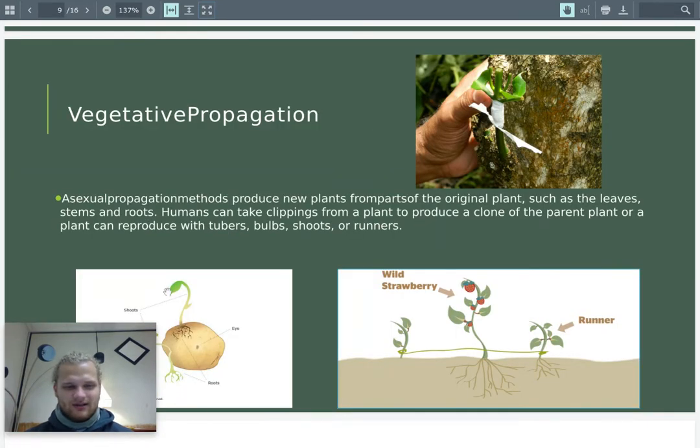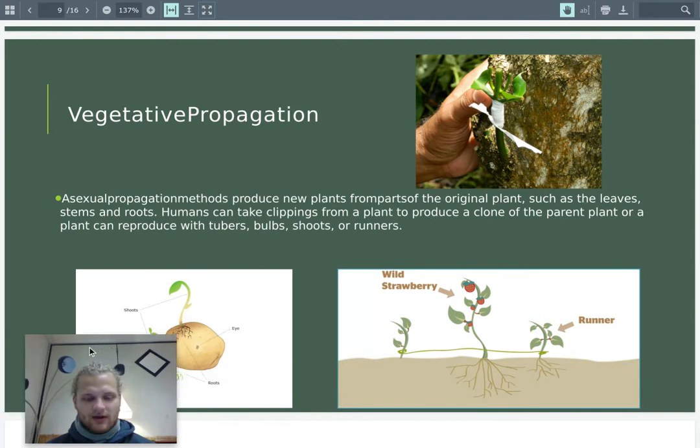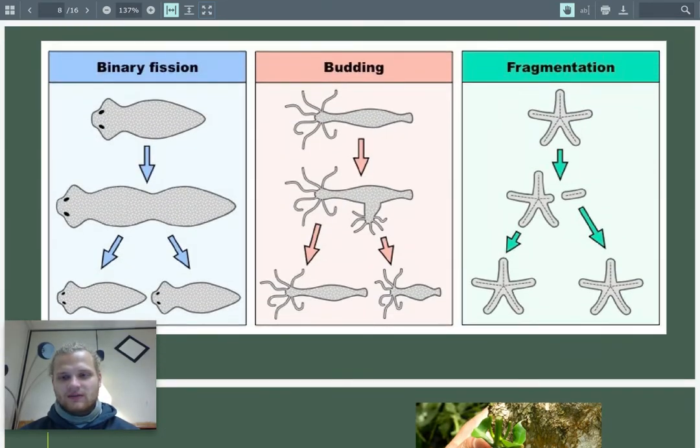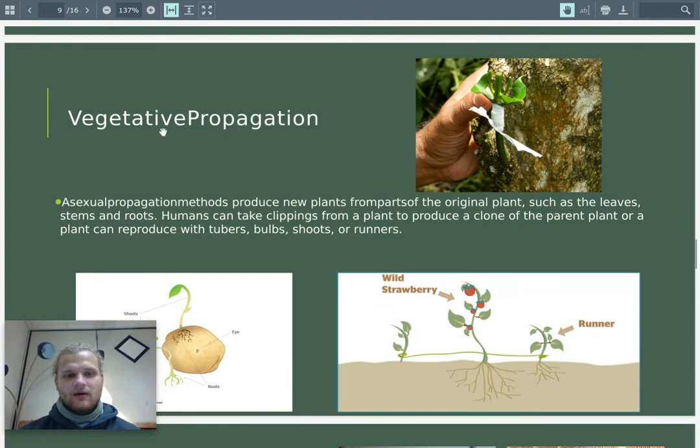Vegetative propagation. This is basically the plant version of regeneration or fragmentation, excuse me. These plants are going to reproduce asexually, producing new plants from parts of the original plant. Leaves, stems, and roots are going to be able to reproduce. With this strawberry, as long as you have some of the roots, you can still have another strawberry plant. Or if you cut off a piece of the strawberry plant, it's still able to reproduce.